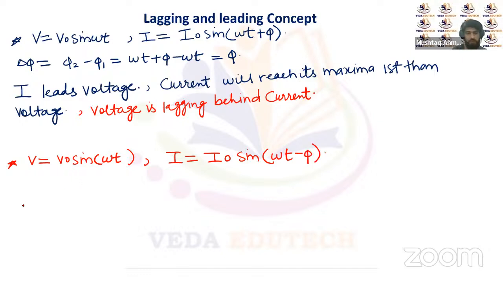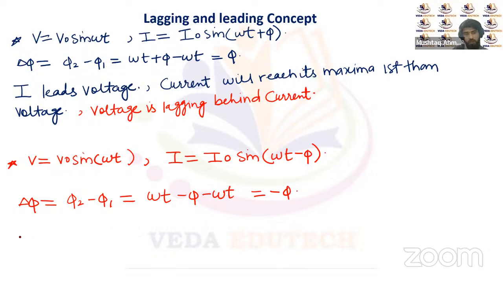Then the phase difference between them will be delta phi, which is phi 2 minus phi 1. That's equal to omega t minus phi minus omega t, which is equal to minus phi.